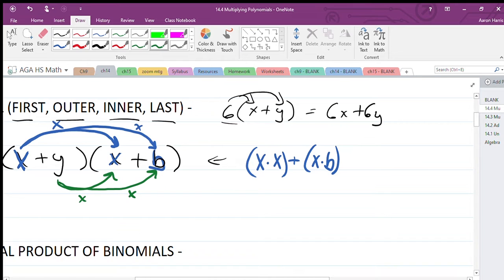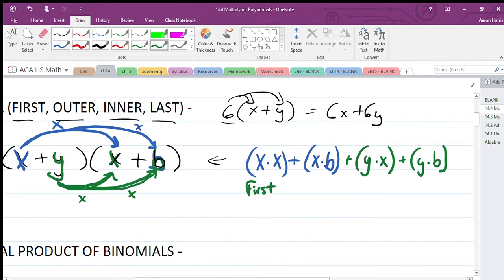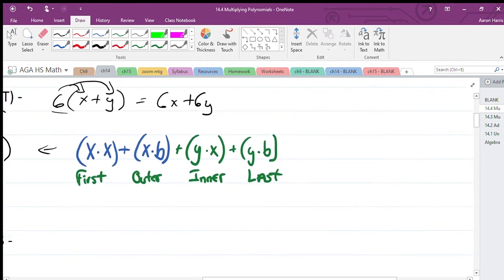Not done. We want to do y now to this x. So y times x. Because remember, you have to go every term in the first one to every term in the second one. All right. And then y times the what? The b. So we're going to add y times b. So this is your first, this is your outer, this is your inner, and this is your last. And if you follow this concept, you'll be able to go pretty quick, okay, through binomial times binomial.